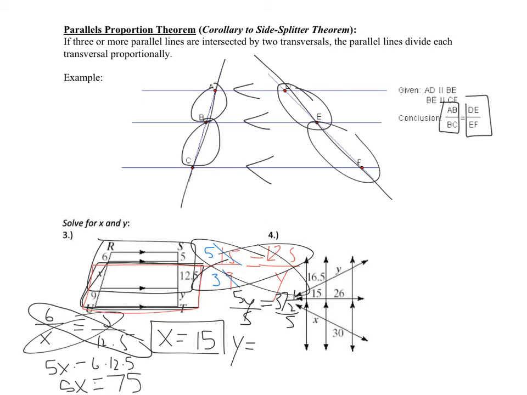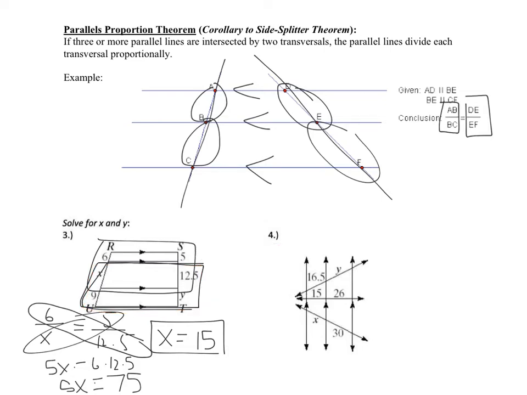And so y is 7.5. Okay, for number 4, we have these parallel sides drawn in. It's a little hard to see, but these marks in the middle here are meant to say that those sides are parallel. They look like arrows, but they're trying to show that they're parallel.